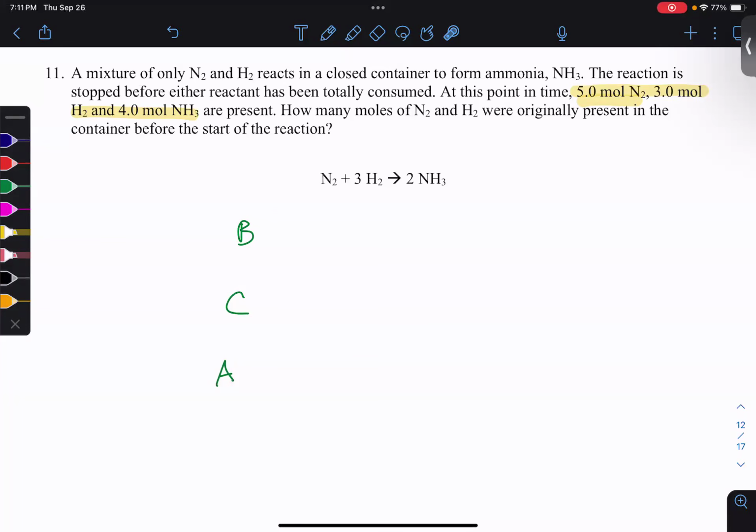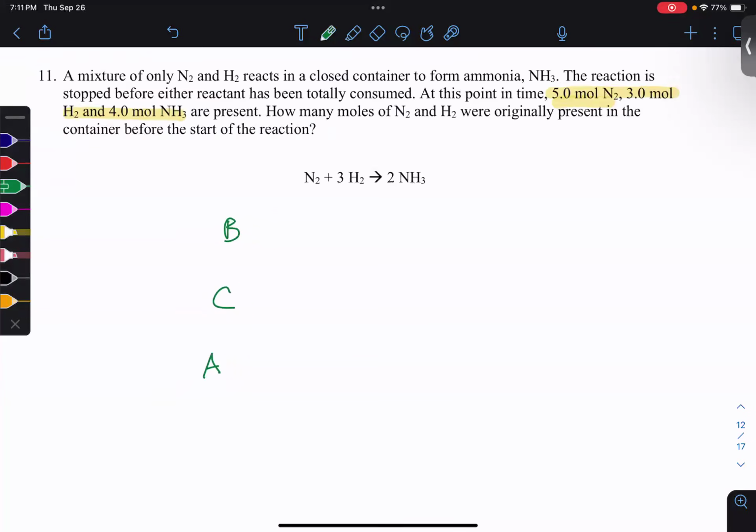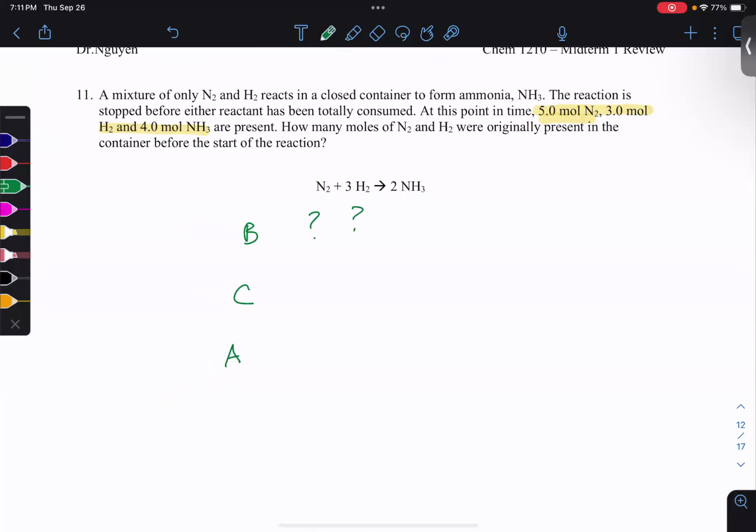So basically, we start this reaction with unknown amounts of nitrogen and hydrogen and 0 ammonia. That's what I'm trying to say. You start with some amounts of those two things. Then the reaction happens, and then afterwards, what is in your container? You have 5 moles of nitrogen, 3 moles of hydrogen, and 4 moles of ammonia. So I'm trying to ask you, what did you start with?